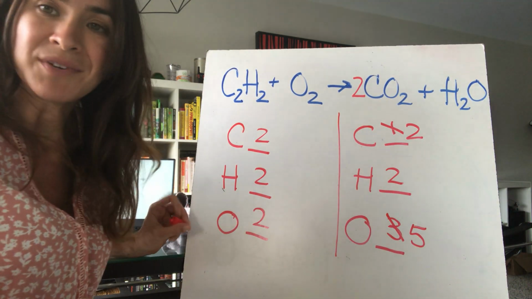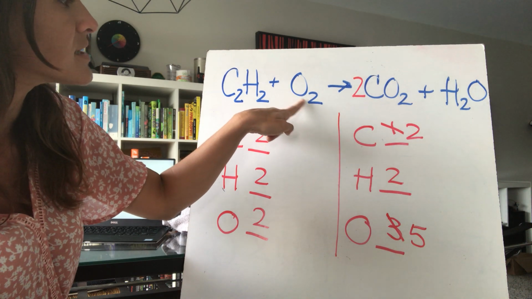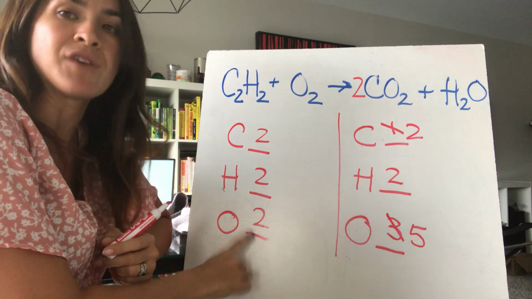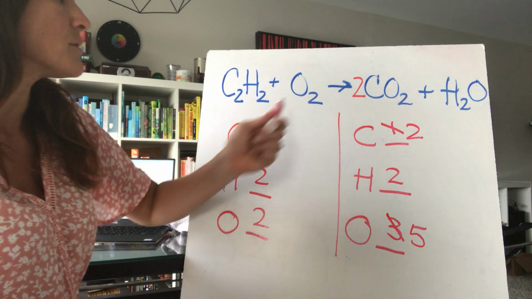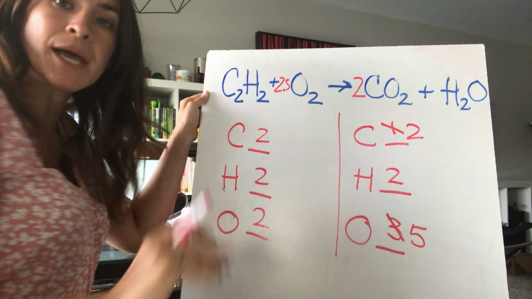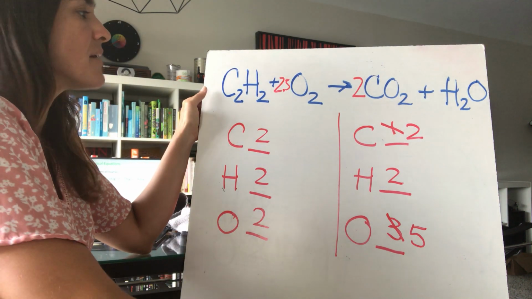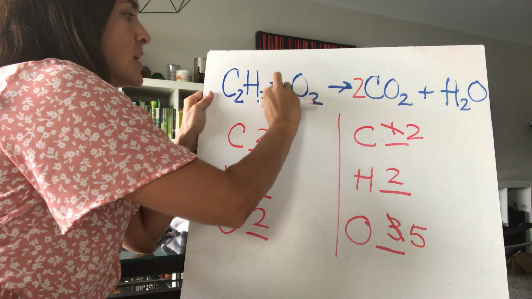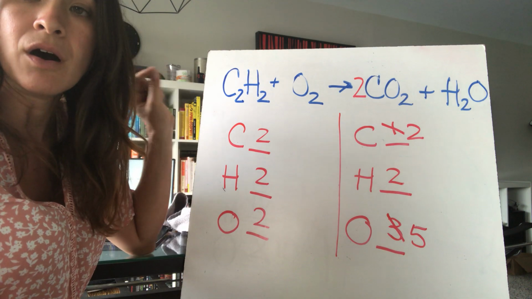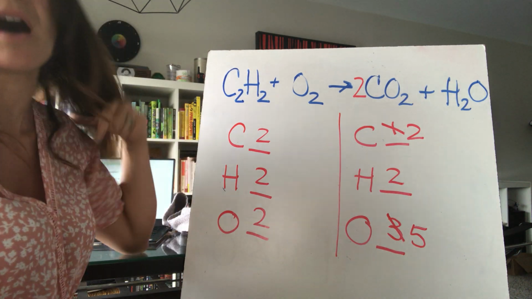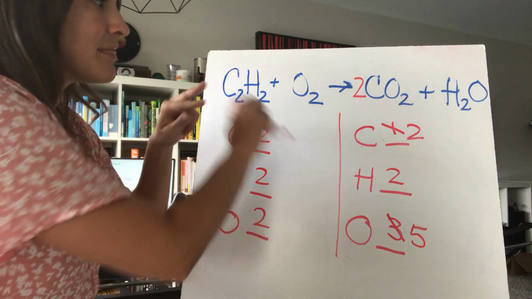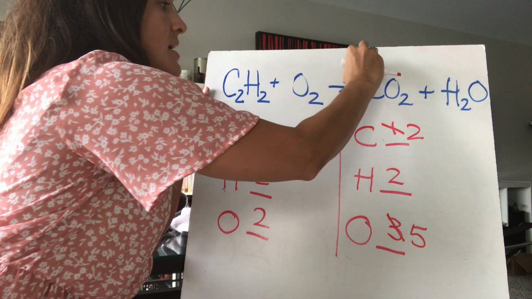Here's a problem. This oxygen has a subscript of 2. There's no way I'm gonna get 5 oxygens on this side, because in order for me to get 5 oxygens, I would have to put 2.5 as the coefficient. And we cannot have 2.5 of an atom. All coefficients are whole numbers, not halves, not quarters, whole numbers. So that means that this is wrong. I have to start again.